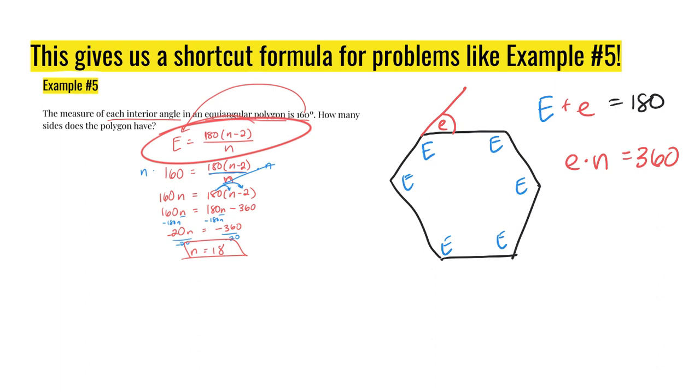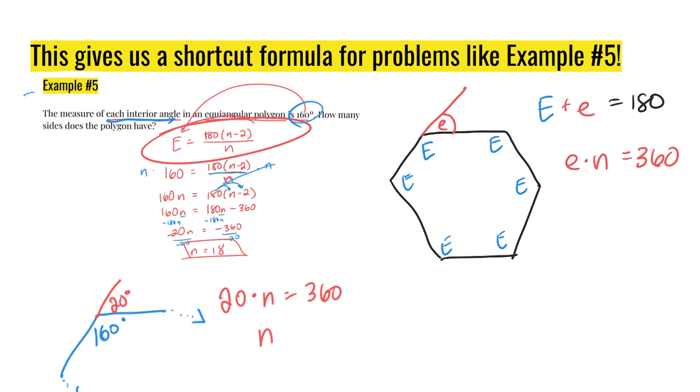So let's use this to our advantage and redo this example number 5. The measure of each interior angle was 160 degrees. Okay, so I don't know how many sides there are, so this is dot, dot, dot, dot, dot, but I do know that this is 160 degrees. That makes the exterior angle right there 20. I'm just subtracting from 180. I know that 20 times my number of sides gives me 360 degrees because they're all equal, and all I have to do is divide by 20. Look at how much easier it is to get to 18.